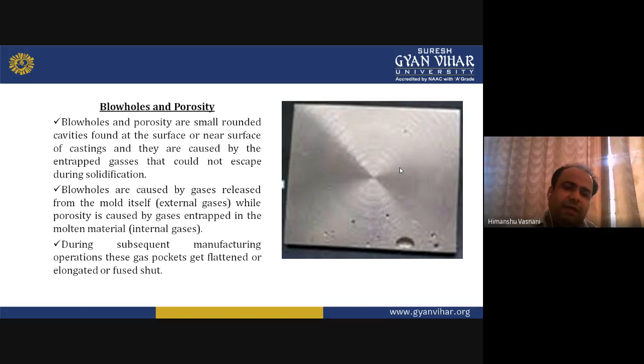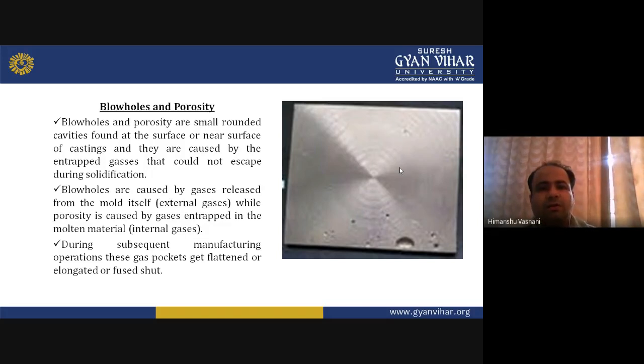And while preparing a casting, you create a cavity first, and then you put that molten material in that cavity, right? So when you are trying to put that molten material in the cavity, two kinds of things happen.